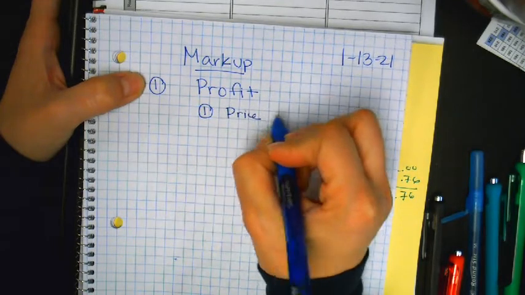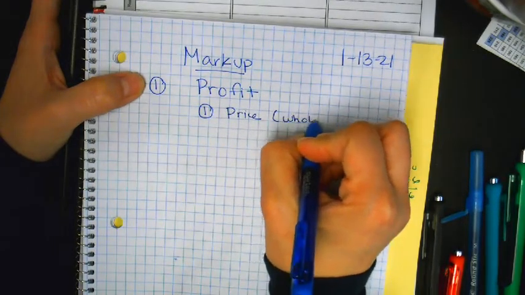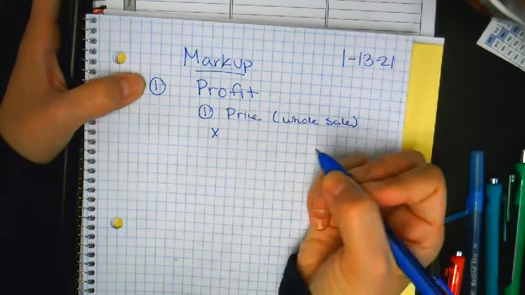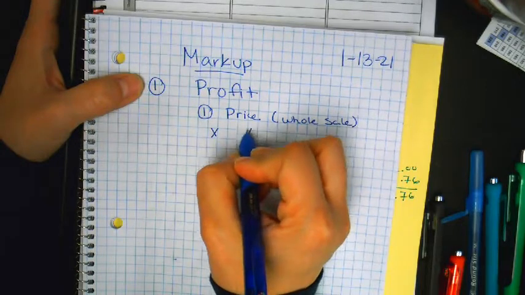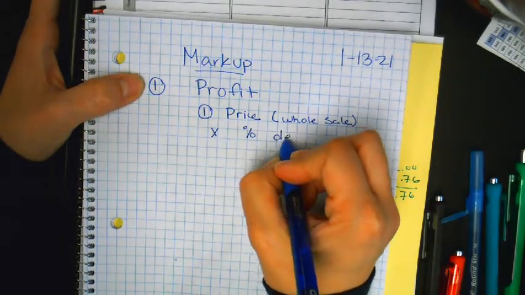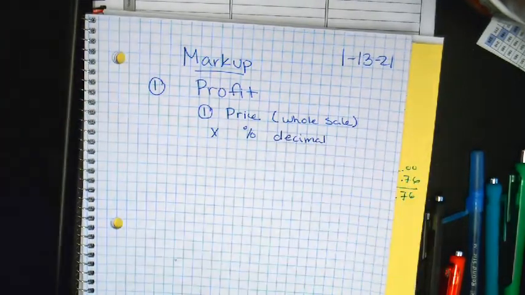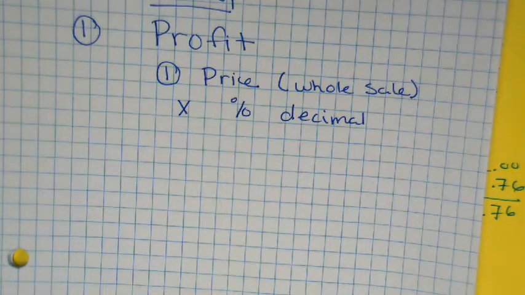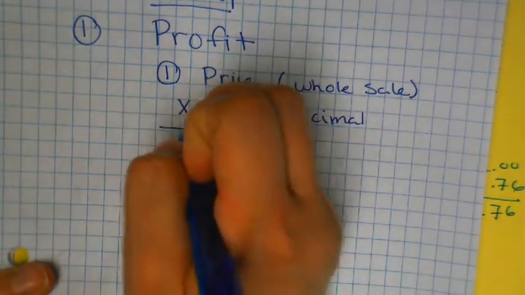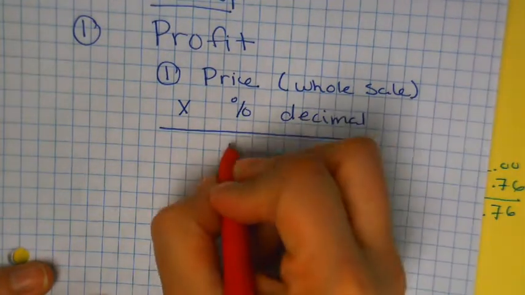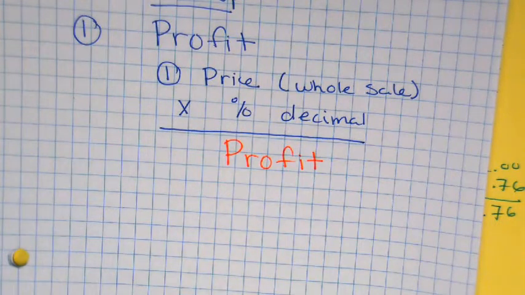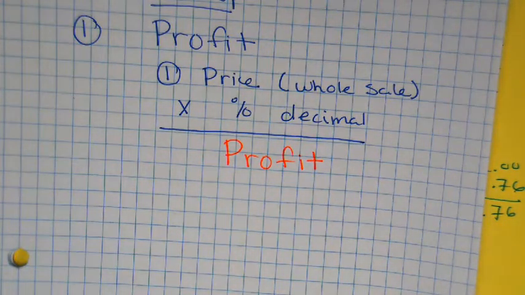So the first step is you're gonna take the price. It's called the wholesale price. Wholesale price. And you're going to multiply it by your percent written as a decimal. So, ladies and gentlemen, has our first step changed at all for the last 2 weeks? No, right? Your first step is always to multiply by your percent. This will equal your profit.